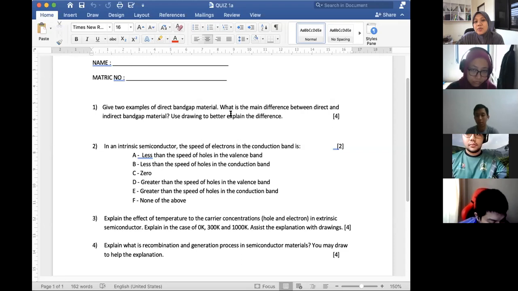One mark is to explain that for direct band gap, the minimum of the conduction band is in line with the maximum of the valence band if you draw it, and opposite for indirect. You get one mark there, and then one mark to say which is the main difference. One of the main differences, maybe.